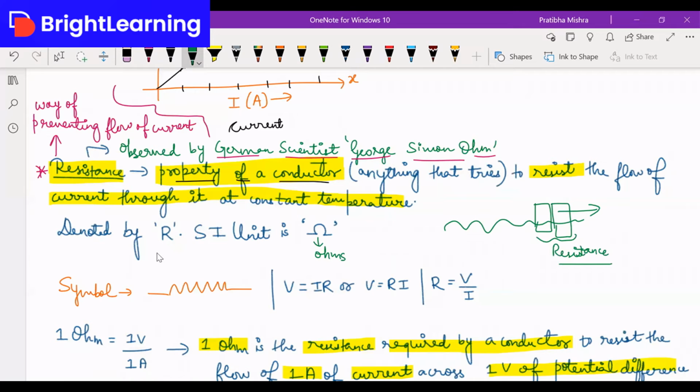And the device used to measure what? Resistivity is different, sorry. I'm talking about the rheostat. The device which is used to measure resistance is what? Just now I told the name of it. It's the rheostat. Resistivity is different.